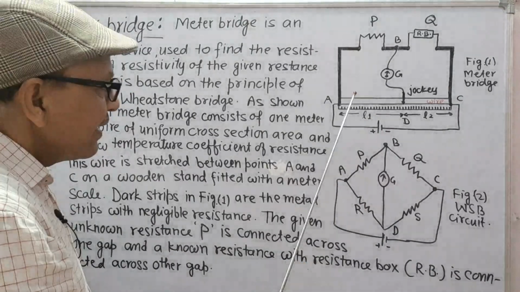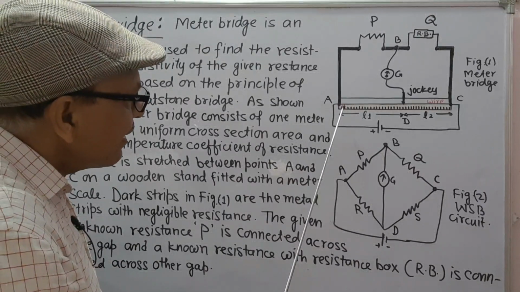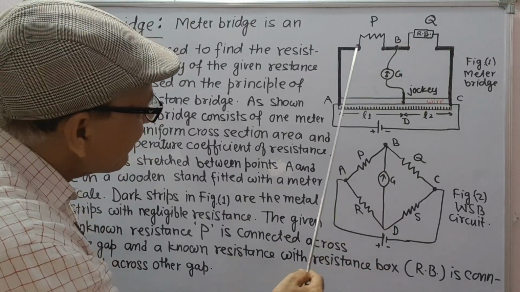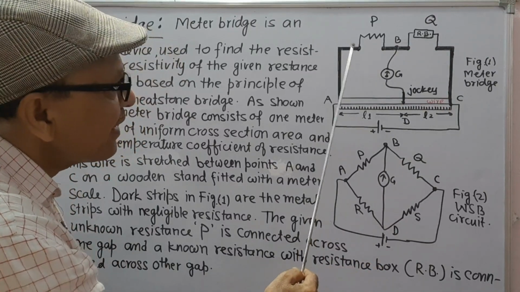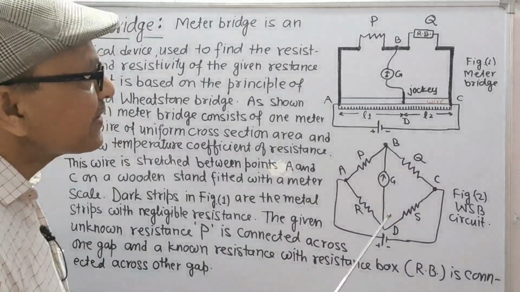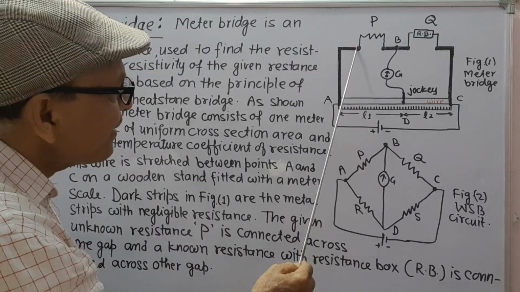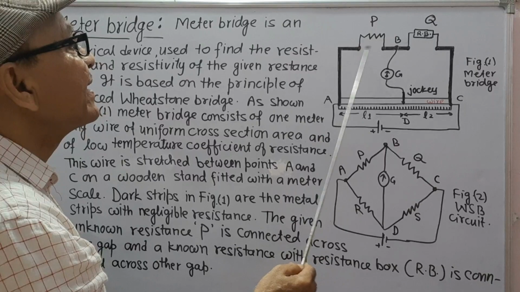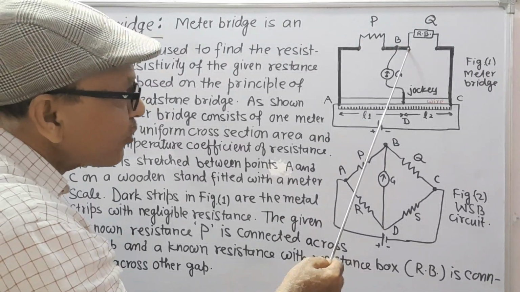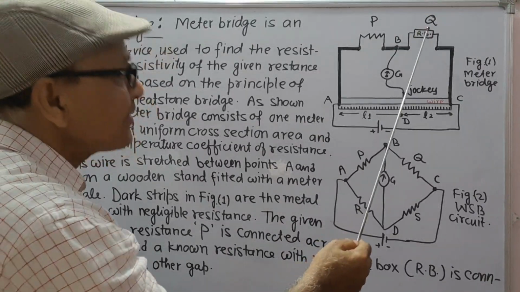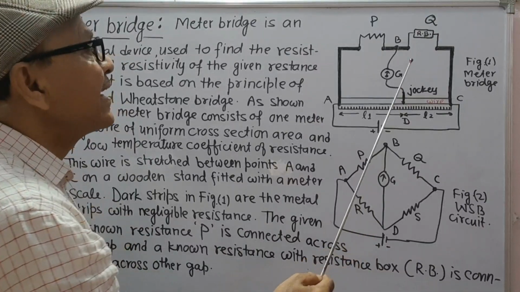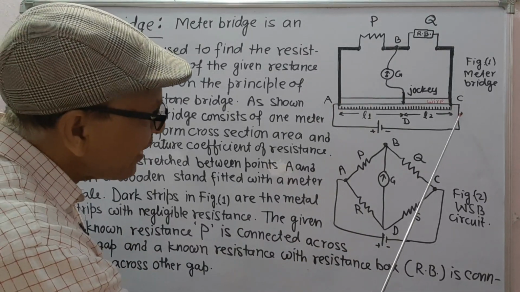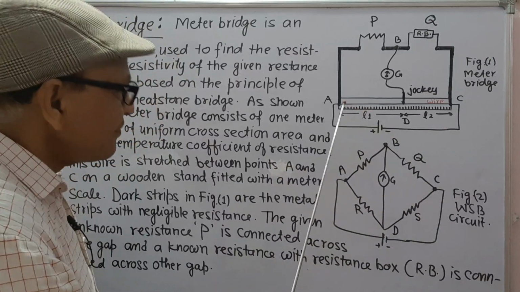Here dark strips represent the metal strips with almost negligible resistance. The given wire of unknown resistance P is connected in one gap. Known resistance with resistance box is connected in the other gap. Potential difference is applied between points A and C.